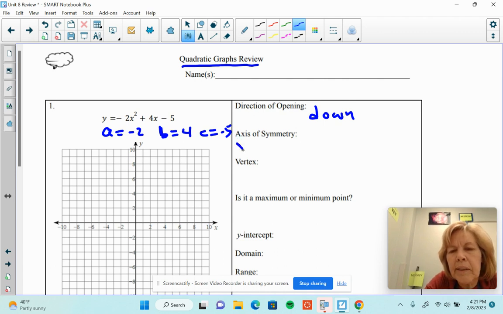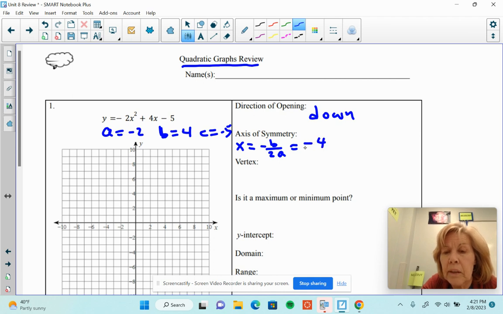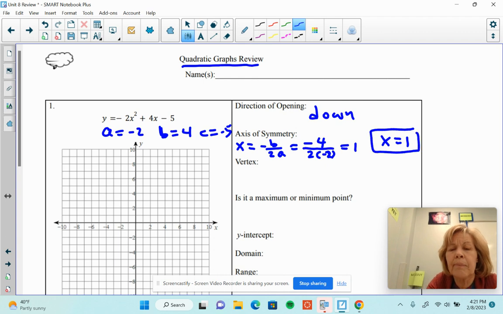Axis of symmetry. What I need to remember is to find the axis of symmetry, we calculate -b over 2a. And whatever that line is, x equals whatever this is, will be our axis of symmetry. So we do the opposite of 4. So -4, we'll divide by 2 times -2. A is -2. So I've got -4 divided by -4, which is 1. Axis of symmetry, x equals 1.